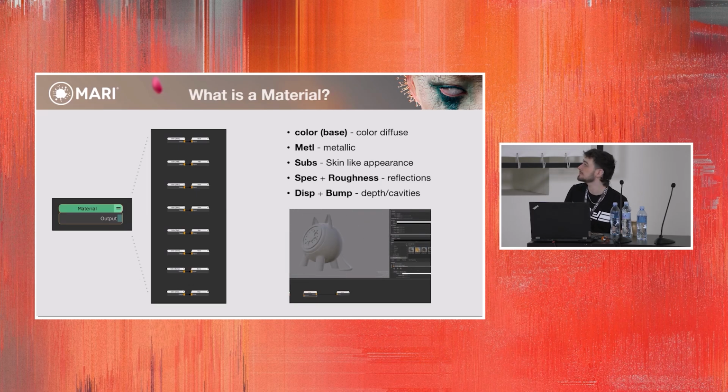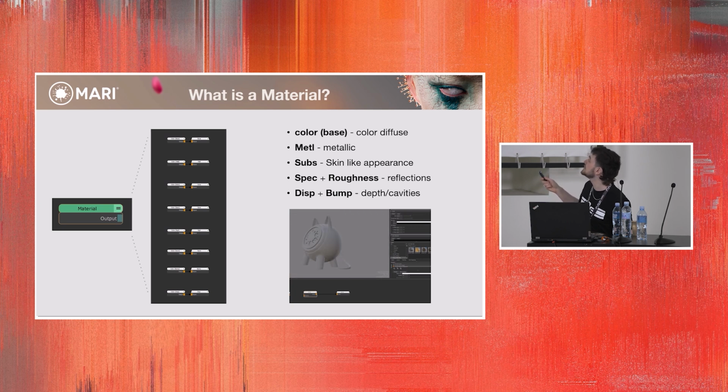So yeah, this is just a quick preamble, so we're on the same page and we know what smart materials are. First of all, to define a smart material, it's a material. And a material in Mari is a group of nodes that defines what your material is going to look like. You have different channels. You have the base color, which is the color diffuse. And then you have the metalness, which defines if your object is going to be metallic or not.